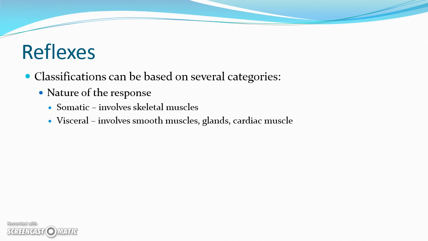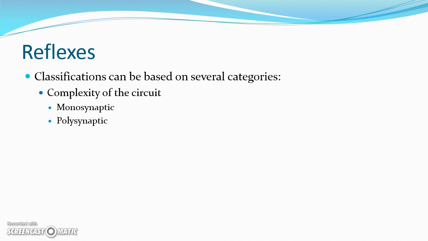Reflexes based on the nature of the response are either somatic or visceral. A somatic reflex always involves skeletal muscles, like the patellar reflex, and a visceral reflex involves smooth muscle, cardiac muscle, and glands. Reflexes can vary in their complexity. A monosynaptic reflex is the simplest and only involves the sensory and motor neuron, no interneurons. That means that there is only one synapse in the reflex arc. A polysynaptic reflex involves at least one interneuron, sometimes many.